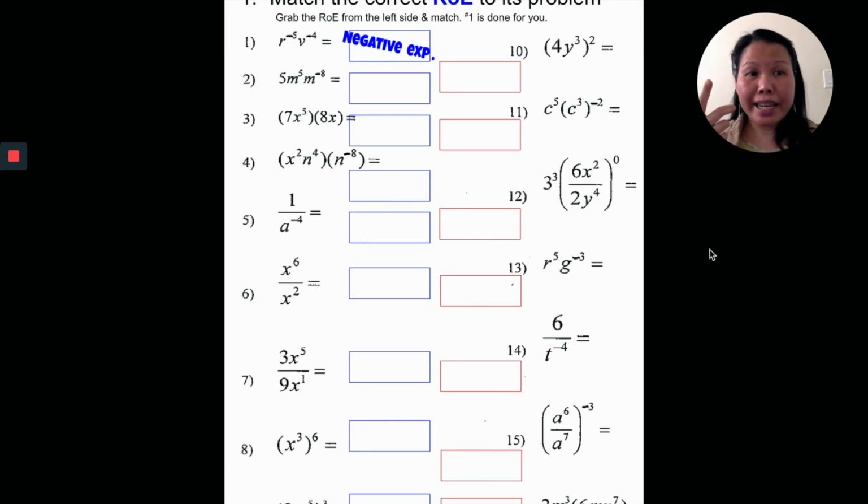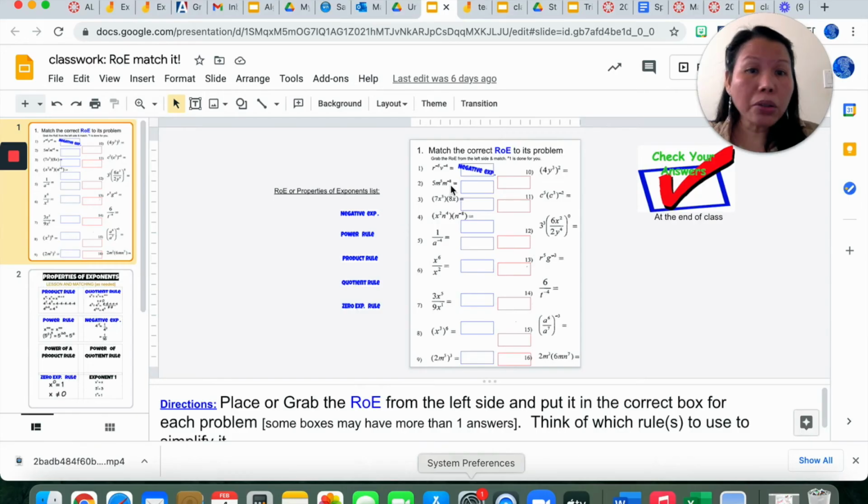Number one is done for you. The first one is the negative exponent rule because we have a negative 5 power and a negative 4 power. So I know that I would have to simplify this first by changing it to positive. Number two also has the negative exponent rule. So what I would do is grab this negative exponent rule and put it right here in this box.